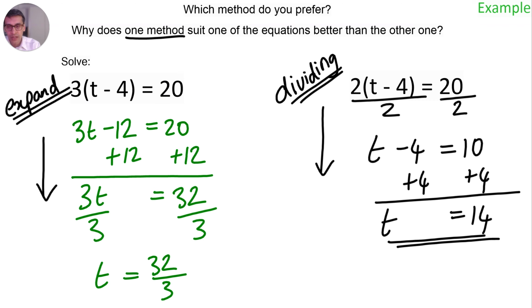So in this case, the reason why expanding is better is because 3 doesn't go into 20. However, for the question on the right, 2 does go into 20, and dividing by 2 on both sides really does help simplify it. So what you should take away from this video is, if you have brackets, you should consider whether you're dividing or expanding the bracket, and in each case, which method is going to be easier. Both of these methods are equally valid for both questions. You will still get the same answer. However, it will be a lot harder if you don't choose the right method.